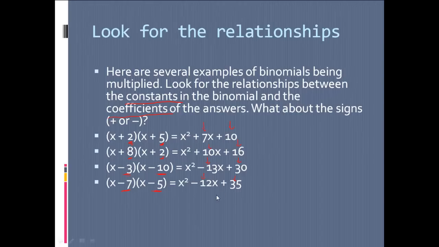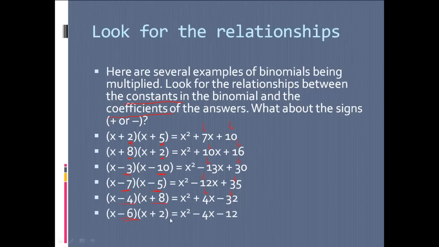Hopefully you're noticing some patterns. And now my constants are a negative 4 and a positive 8. So how do those relate to my 4 and my negative 32? And our last one, my constants are negative 6 and 2. How does that relate to negative 4 and negative 12? So be thinking about some generalizations based off of these examples.